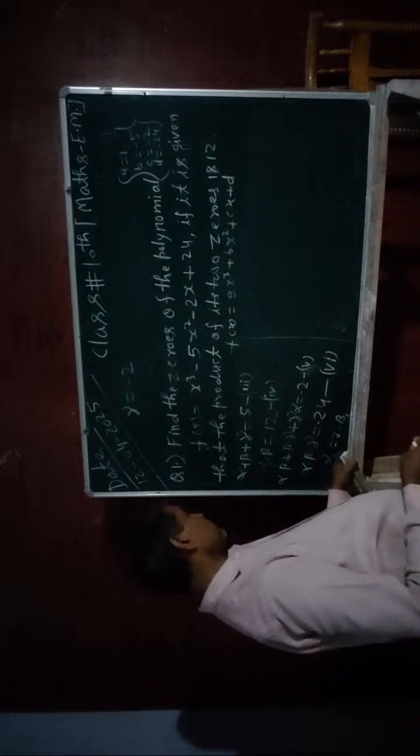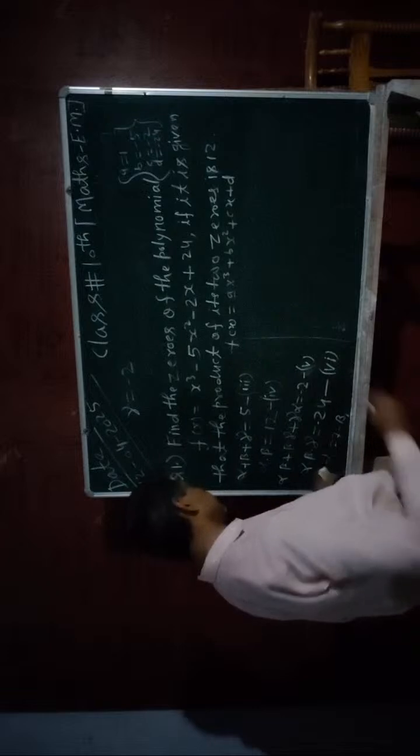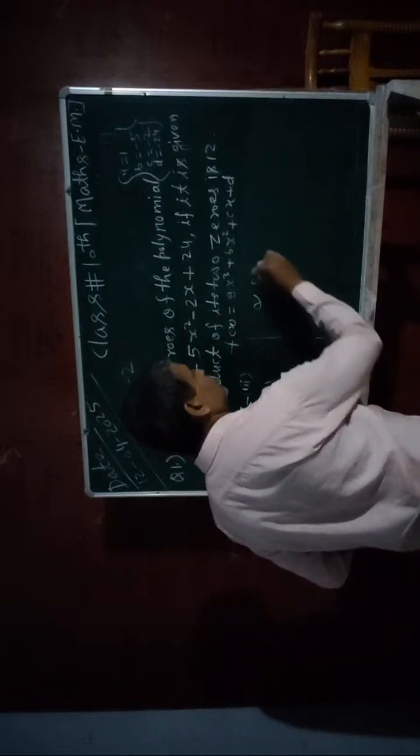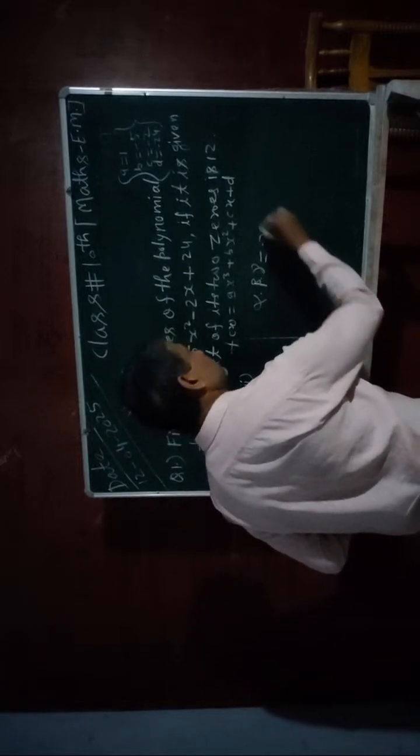Okay, student, so I am going to put the value of alpha and gamma in equation 6. So I am going to write equation number 6, that is alpha into beta into gamma, which is equal to -24. So here I have written -24.